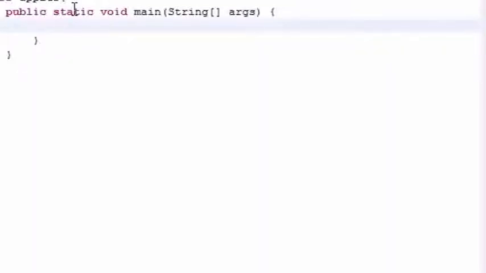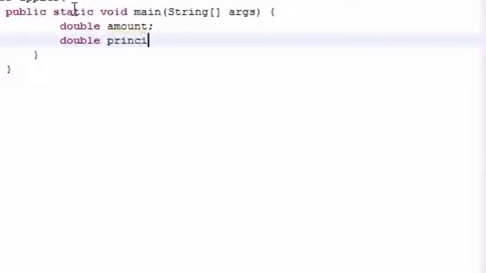We need 3 variables: double amount, and we don't know what this is yet, so we're just going to leave it unset. Double principal, and again we're using double because we want to use decimal points. We can't use int because these aren't whole numbers. So double principal, we know what this is: 10,000, since that's how many subscribers I have to begin with. And don't put the comma there.